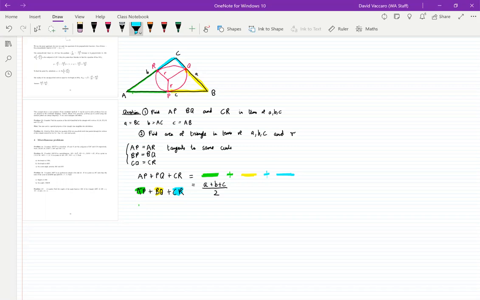But let's say I wanted to find AP. If I look at my BQ plus CR, I've just taken this final side length, I've just taken A. So I can write that AP plus A is equal to A plus B plus C over 2. So AP, and it's worth giving this a name. I'm going to call A plus B plus C over 2 the semi-perimeter. So I'm going to write it as S. So AP is S minus A.